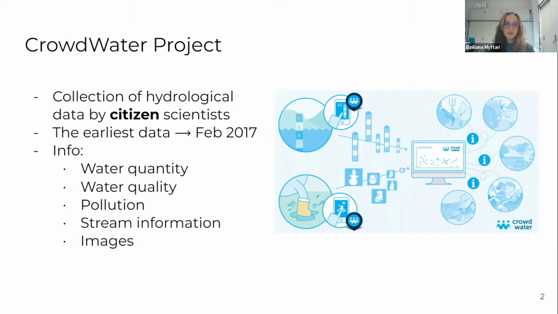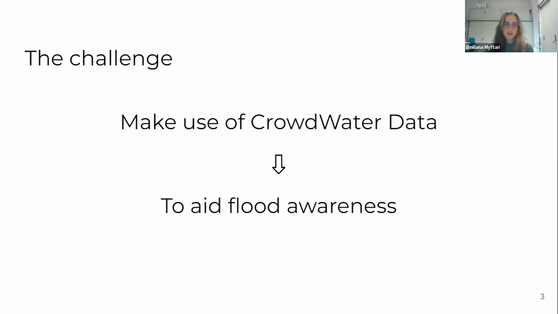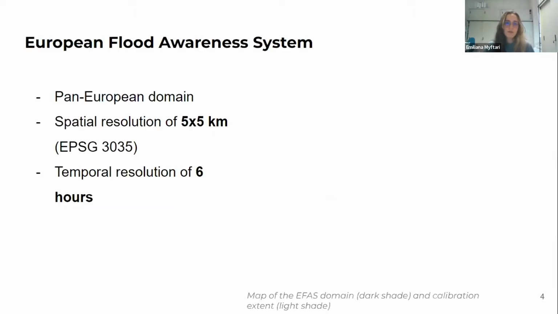The data that we want to use for our project, what is our project? We want to make use of this CrowdWater data to improve flood forecasting models in those stations, in those rivers that have no real gauging stations, real gauging data. And so we can help flood awareness.